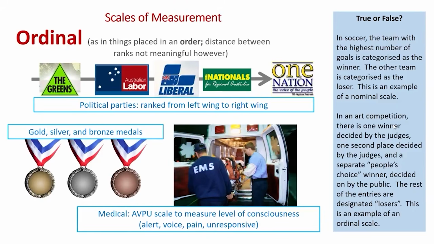So, the AVPU scale is a classic example of an ordinal scale, in that you can put those four things in a rank order, but we're making no assumptions as to the relative distance between each of those four levels.